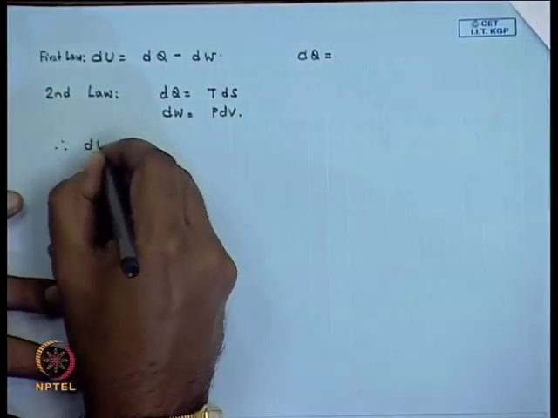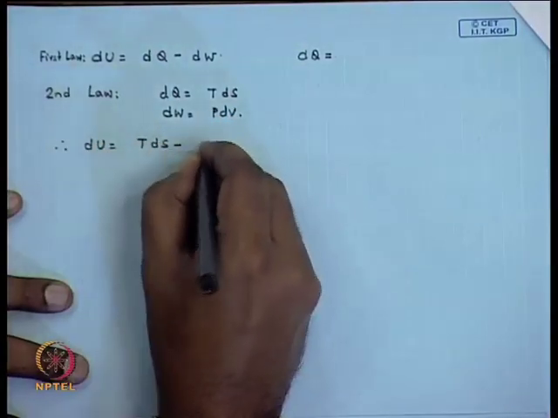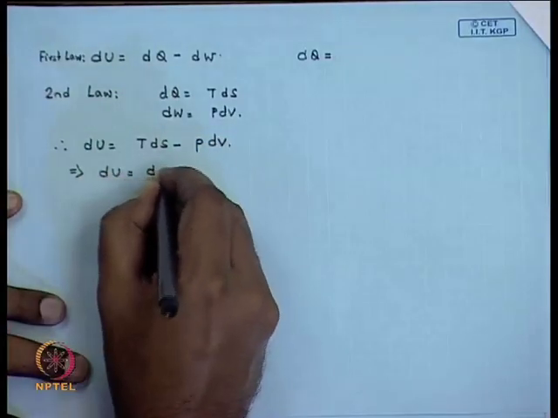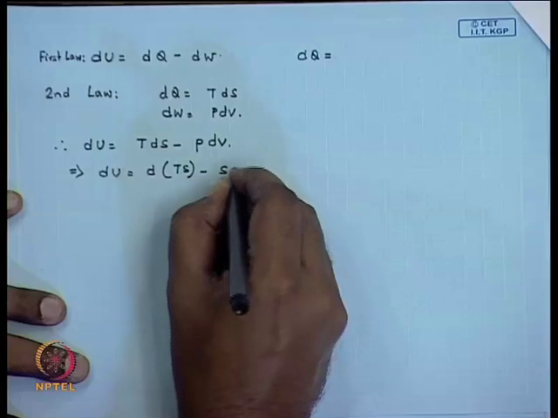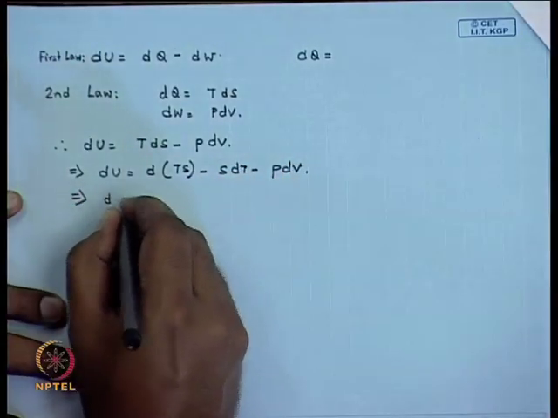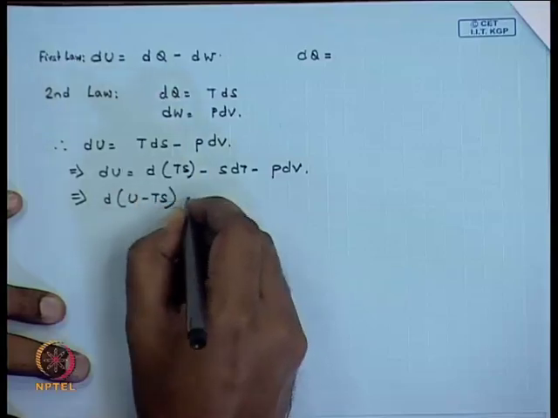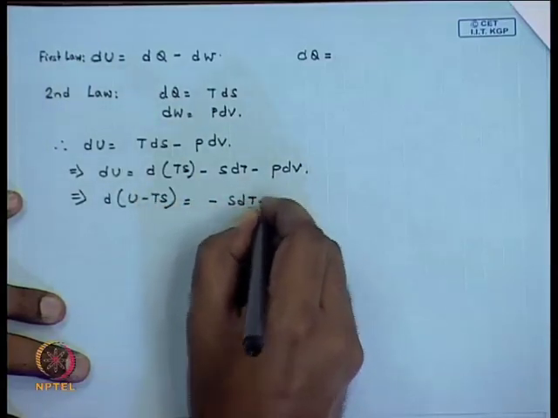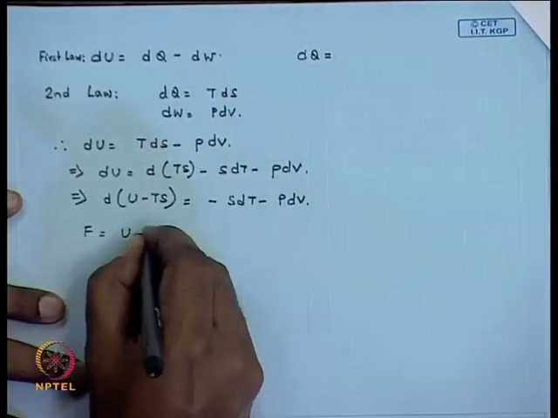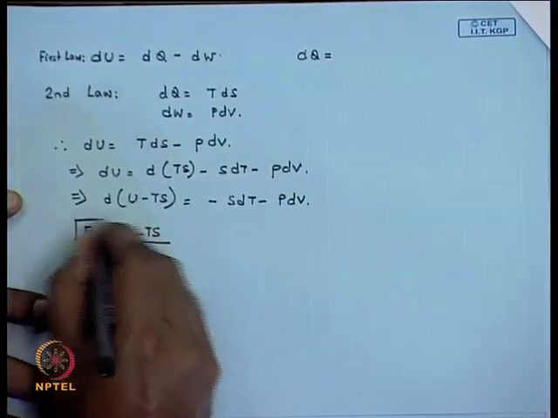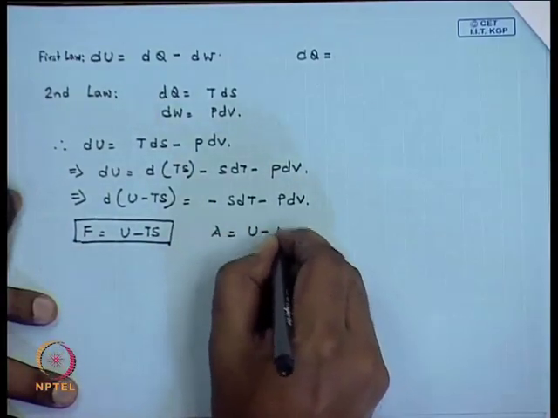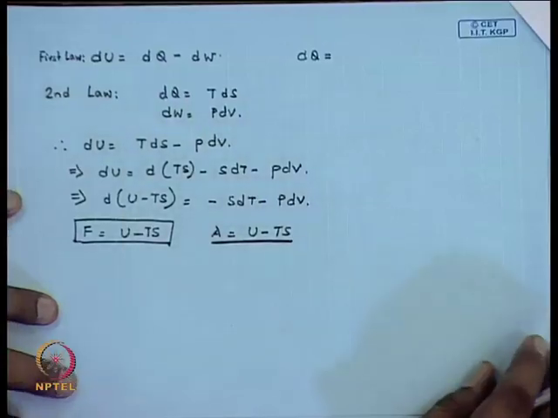Therefore, dU is TdS minus PdV, or dU is d(TS) minus SdT minus PdV, or dU minus TS is minus SdT minus PdV. Now, F, you may all recall, is defined as U minus TS. In many of the standard textbooks, it is also referred to as A. So, this is the Helmholtz free energy.